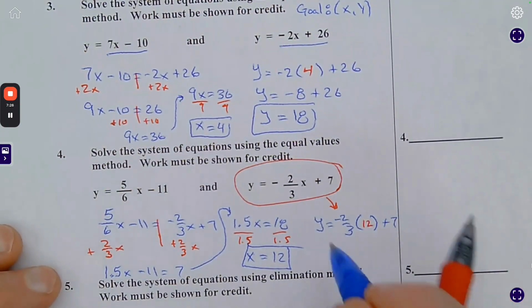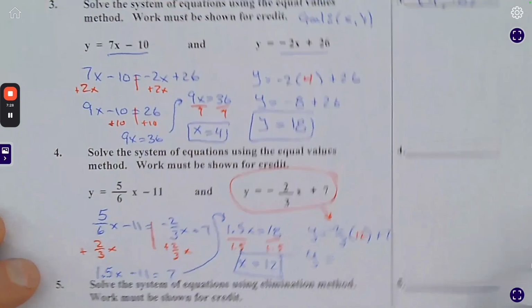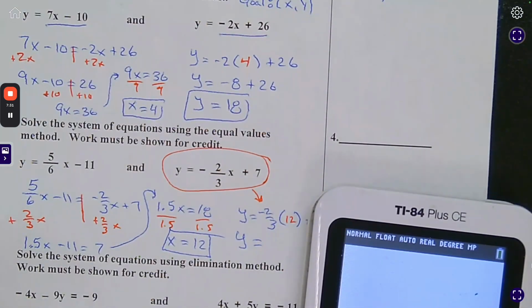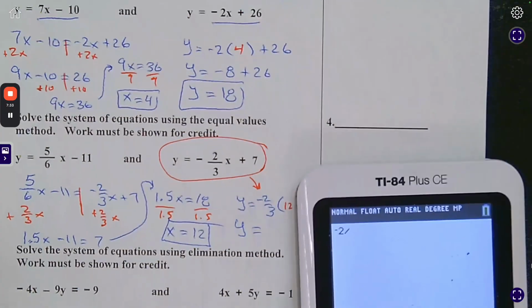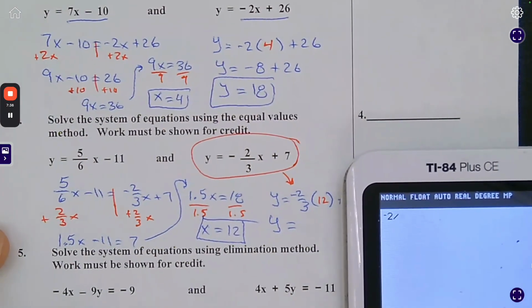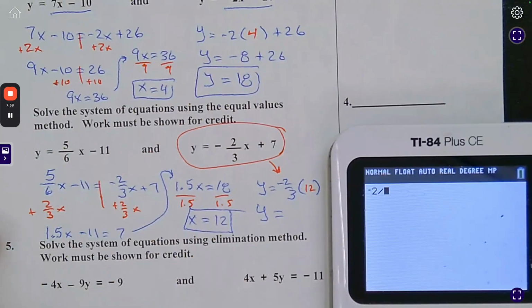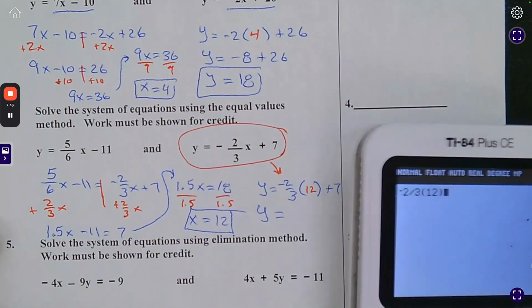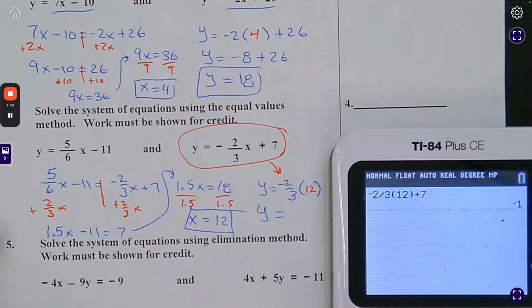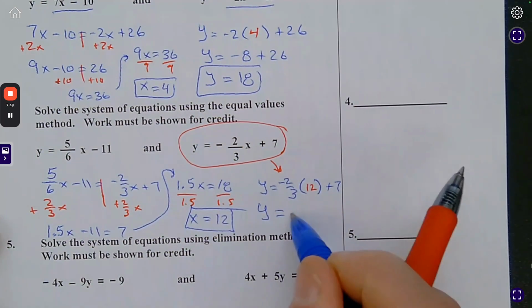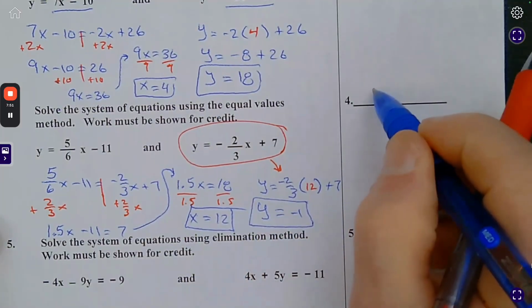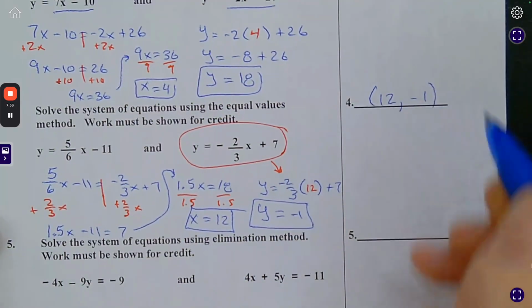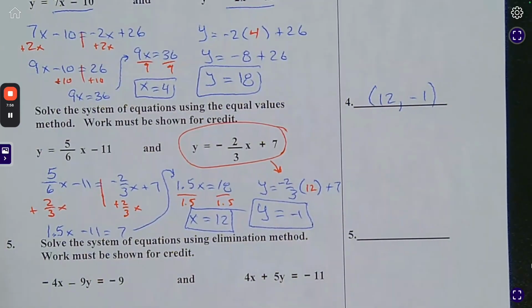Let my calculator have the fun. So I'm literally just going to do the whole thing. -2 divided by 3 times your input value of 12 plus 7. And I get -1. So my final answer is an ordered pair. Must be an ordered pair form. That's what you're looking for. And that is done. Okay, now we're going to use the equal values method.